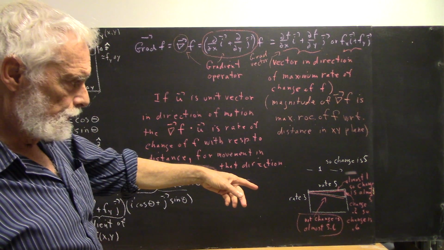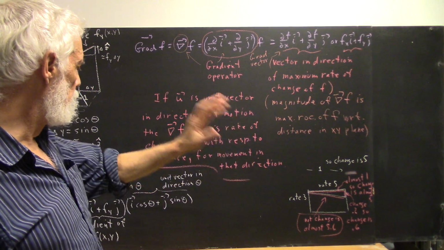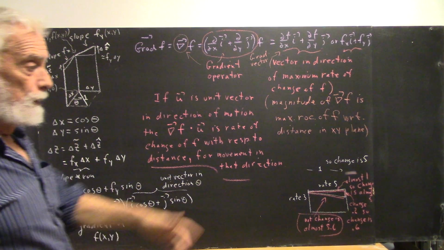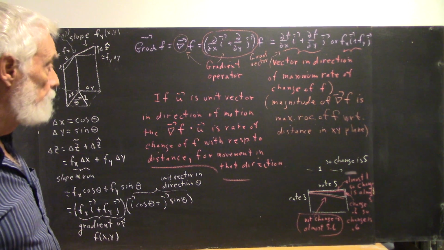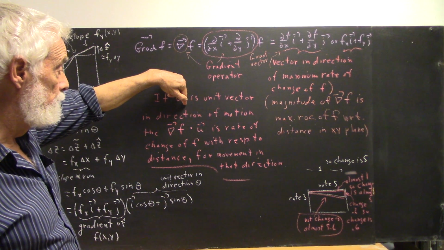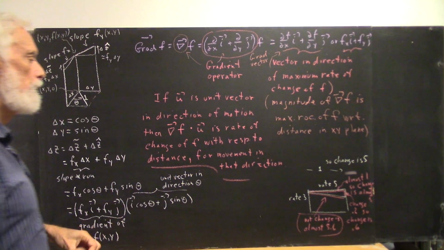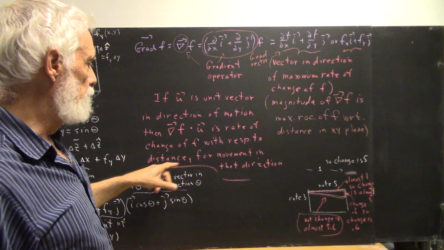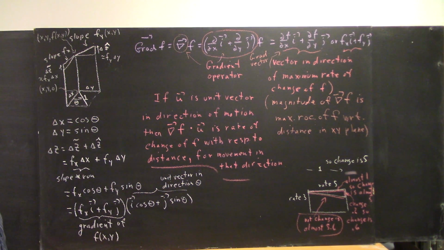Just looking at this figure because I hadn't really looked at it. I want to explain it, but I'm probably going to stop the video and look at it. It's been a couple days since we did this. I want to be sure I see exactly what we're getting at here. But the key here is, if u is a unit vector in the direction of motion, then the gradient of f dot u is the rate of change of f with respect to distance for movement in that direction.